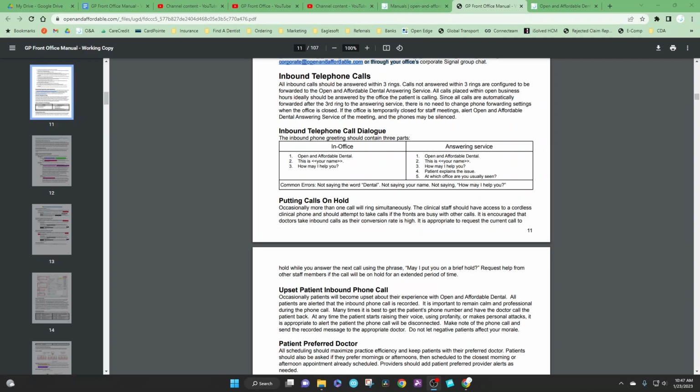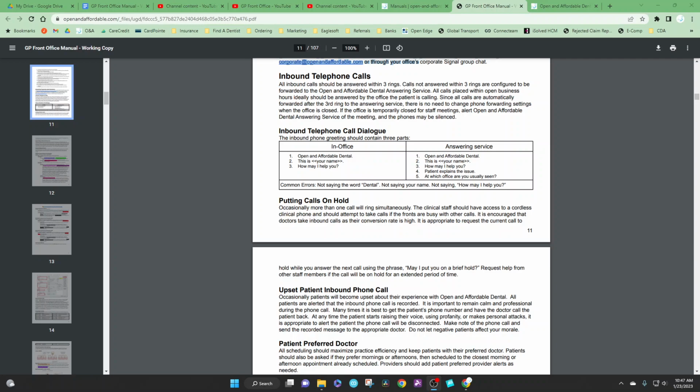Any calls that aren't answered within 3 rings are set to be automatically forwarded to the answering service. And we don't really need to be changing any settings. For example, if you are out a day, you don't need to set it up to forward those calls, because those calls will automatically be answered after the third ring by the answering service.